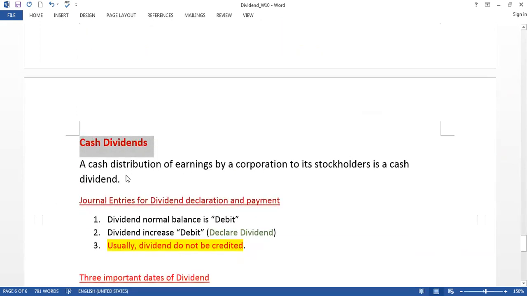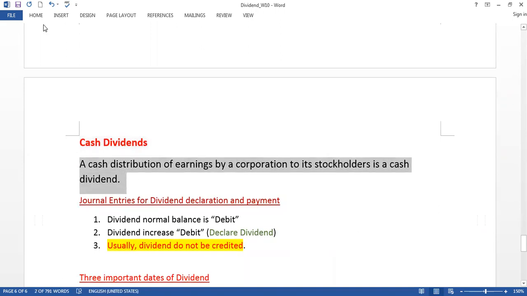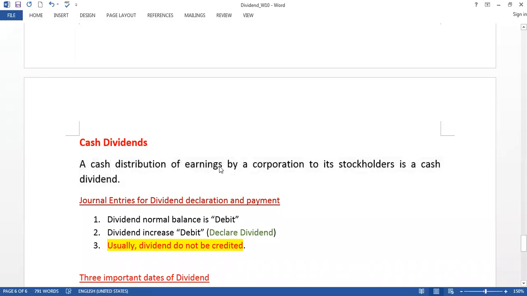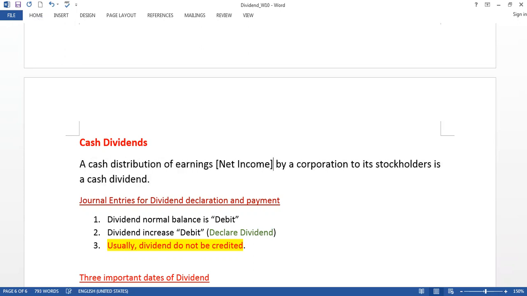Journal entries. Dividend. What is the definition of cash dividend? This is the definition of cash dividend: a cash distribution of earnings. Here earnings means you have a net income. Now shareholders are the owner, right? So this money goes to the shareholder as the owner. So a cash distribution of earnings.